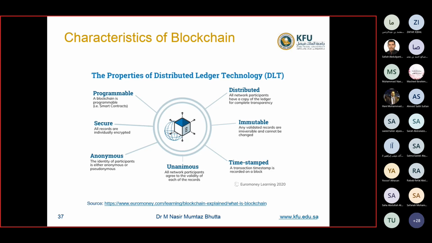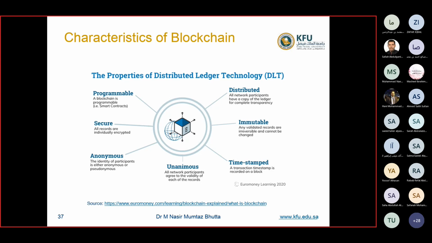So it is anonymous. Obviously, it is secure, and that is the most powerful thing in the blockchain, that all the records are secure. They are encrypted. No one can manipulate them from the power of the cryptography. And it's programmable, that it can be programmed for your needs. The blockchain can be modified for your needs according to your application, the smart contracts.